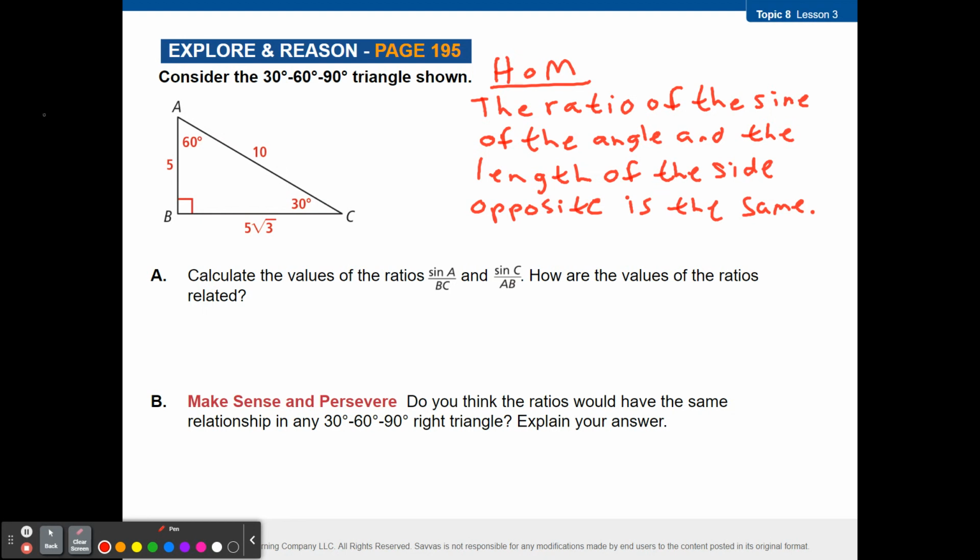All right, let's talk about letter A. Calculate the values of the ratio sine A over BC and sine C over AB. How are the values of the ratios related? Who can tell me?